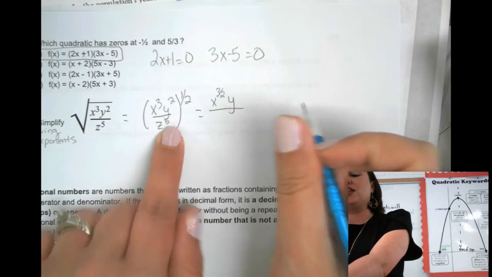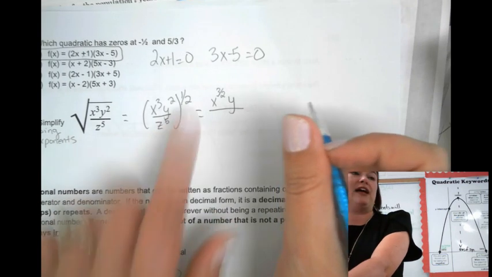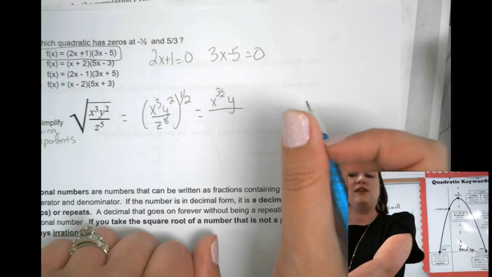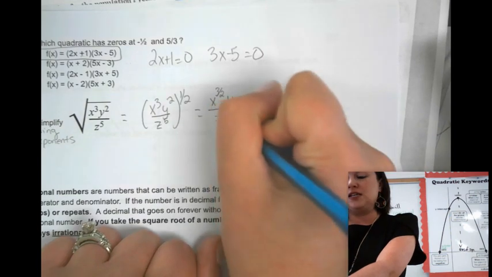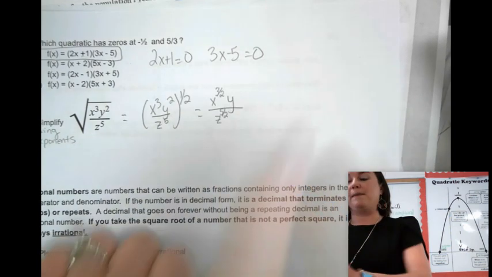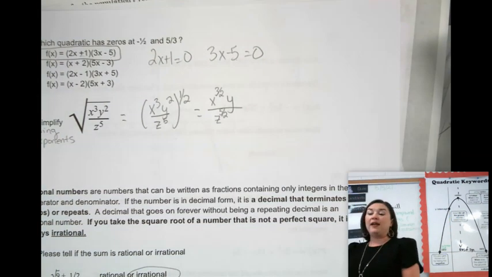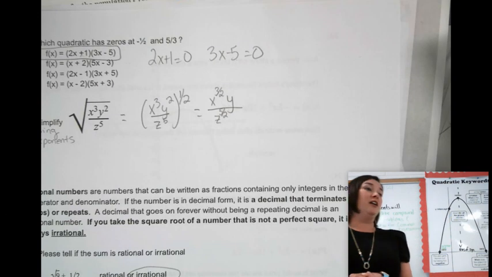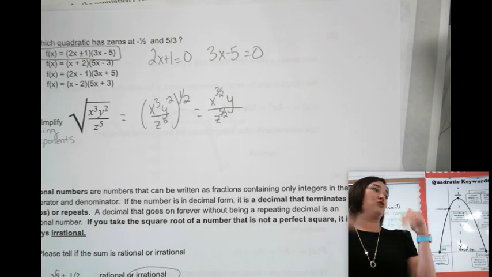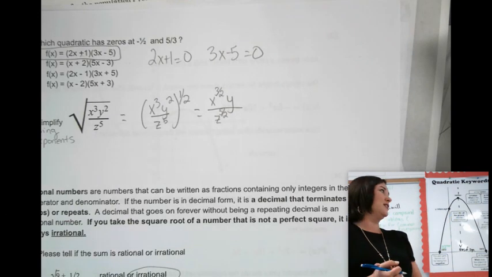And z to the 5th times 1/2. What's 5 times 1/2? 5/2. So that would be z to the 5/2 power. And that would be down there in the answer choices, not in the exponent, in the answer choices.